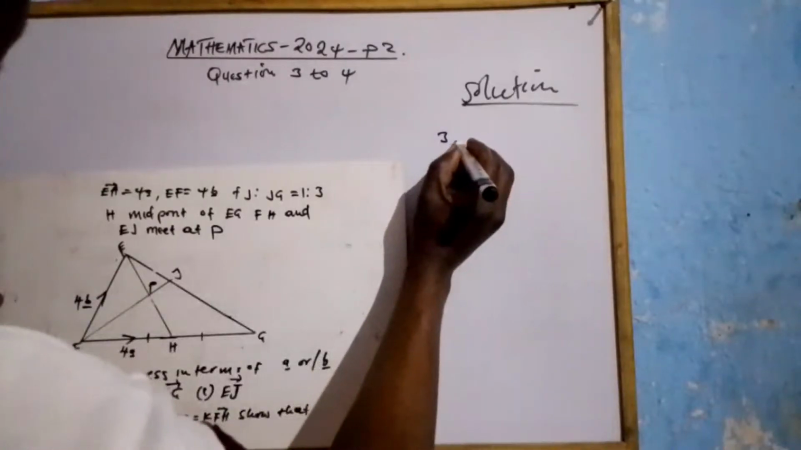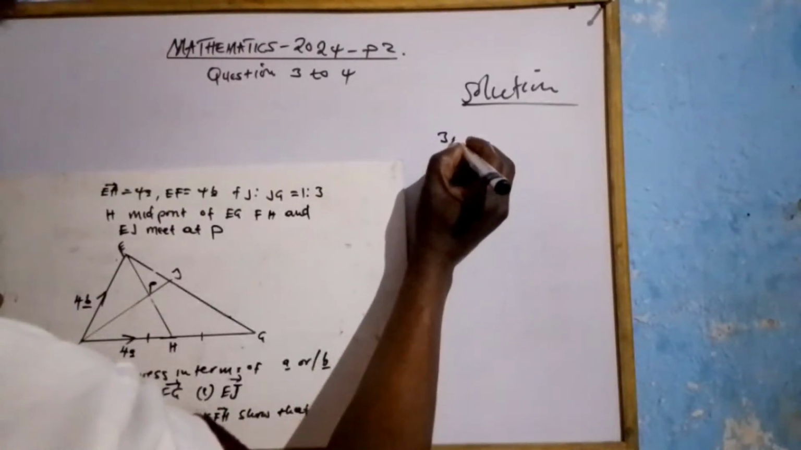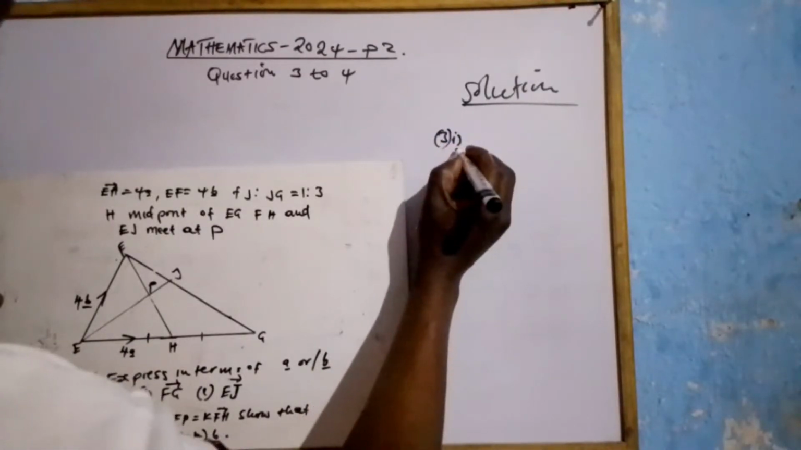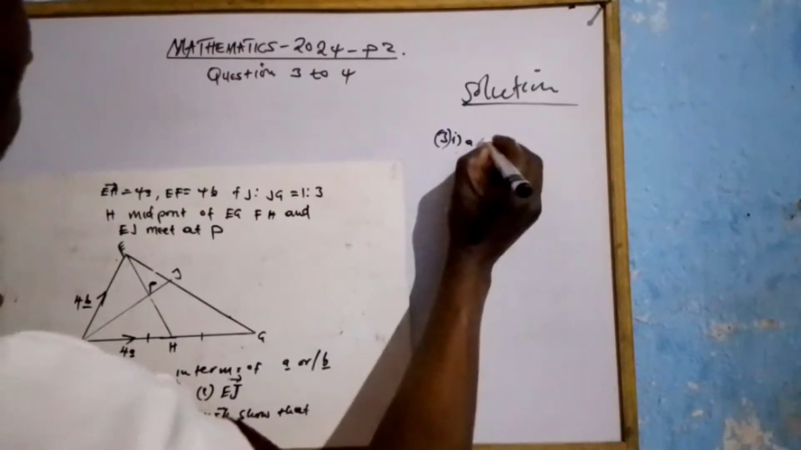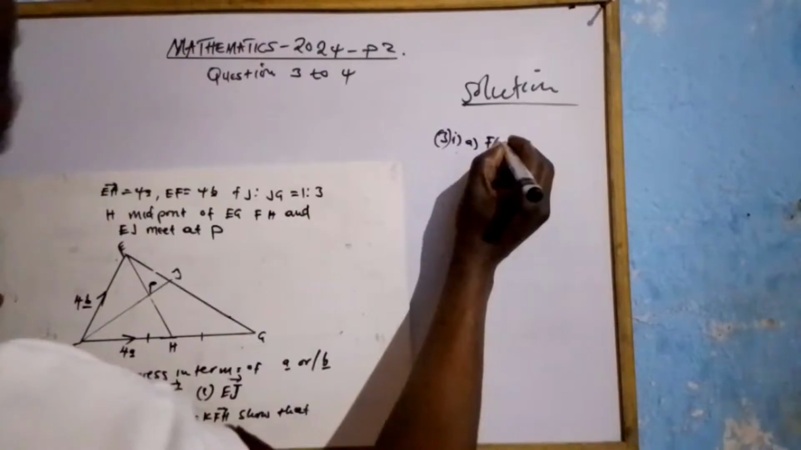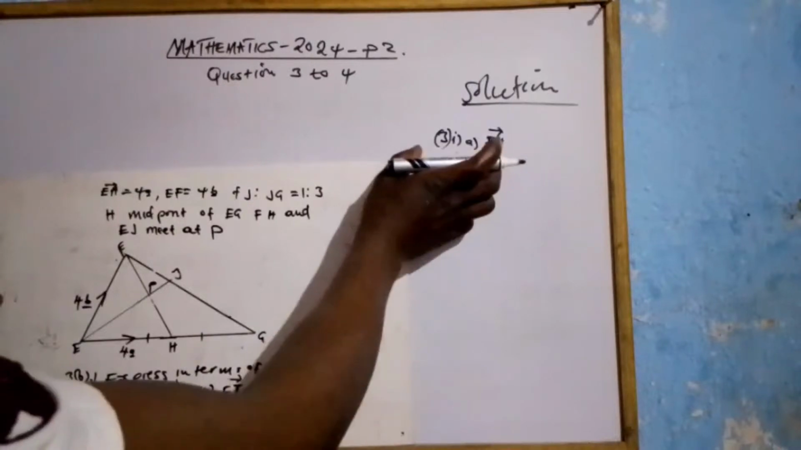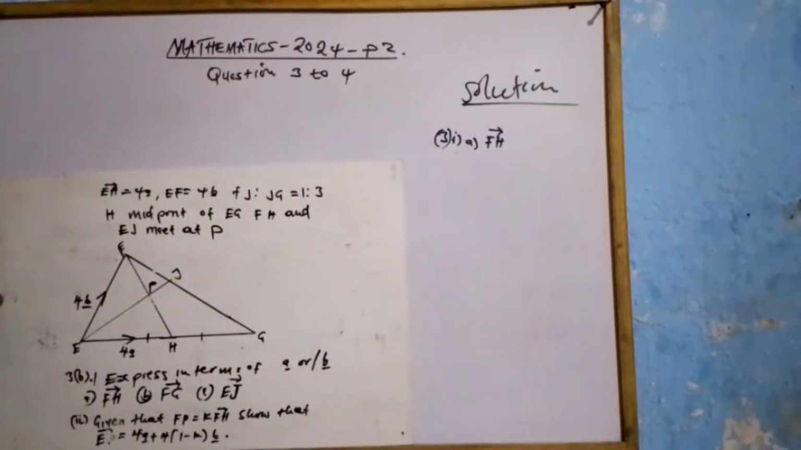Follow them well, because this is question 3, Roman numeral 1, then a. You have to find FH. Even when answering the question, you must indicate the question number, because some exam markers, when you just write your answers without indicating the questions correctly, you may end up losing some marks.